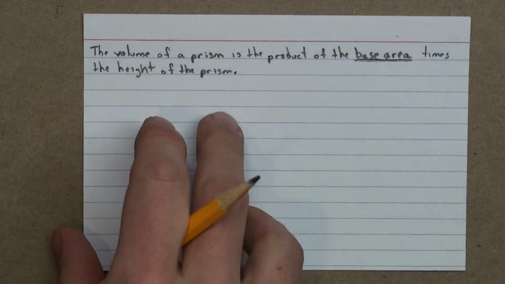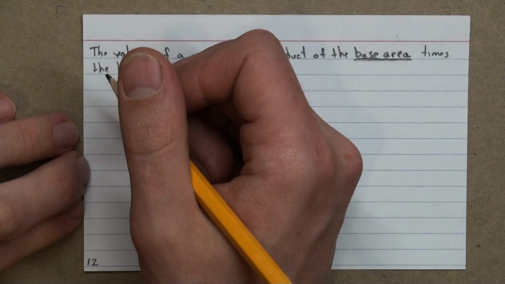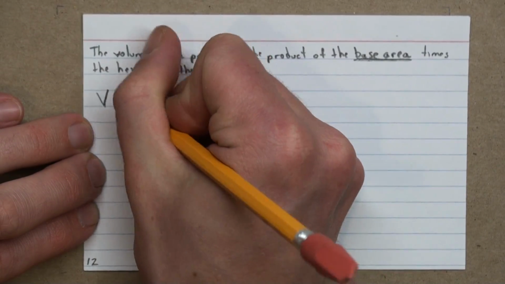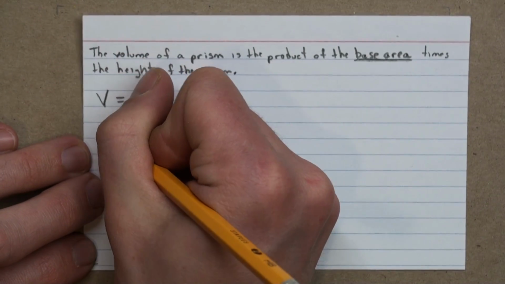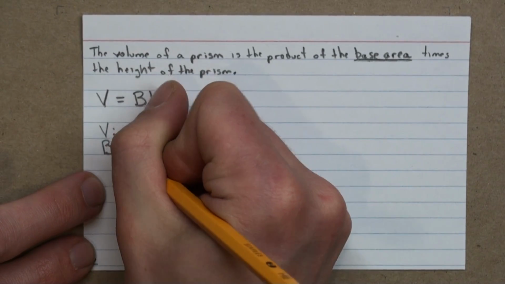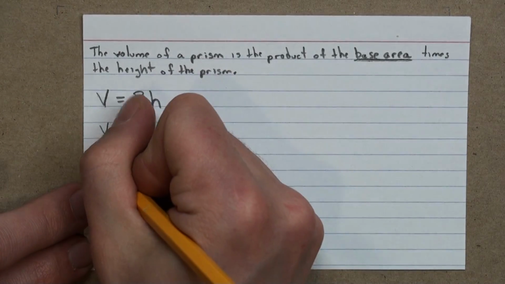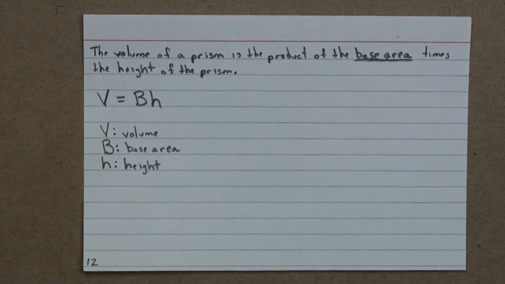So V equals BH, where V is the volume, B is the base area, and H is the height. Okay? Now, let me go on the back and draw a picture of this.